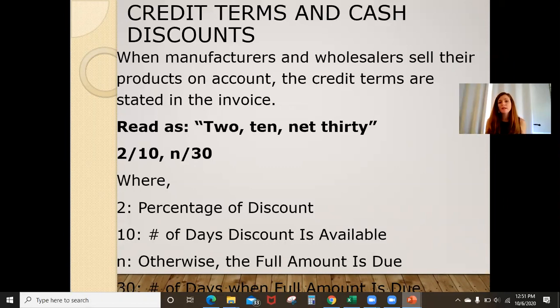So sometimes companies will offer a discount if you pay sooner, which is pretty awesome. It's a way that you can save money and a way that a person who's offering that discount can get their receivables sooner. And this is something that happens a lot in the real world, and it really does help people to pay their receivables a lot sooner, which is good for both sides of the company. So when someone offers a discount, you're going to see something like this, 2/10, n/30. That's a super common way to see this discount written.